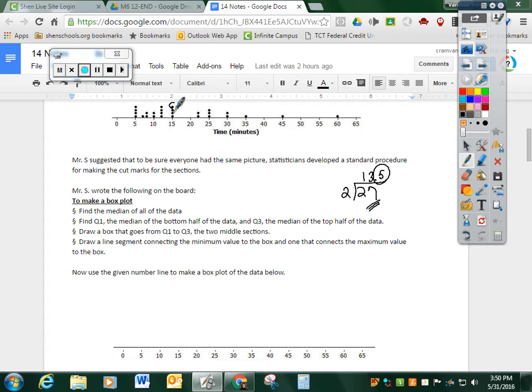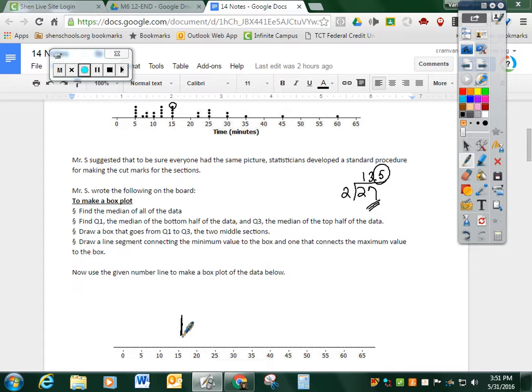The median number should be 15. Let me double check that there's 13 dots on the other side. 1, 2, 3, up to 13. Beautiful. So my median is 15. That's where you start with your box and whisker plot. Draw a line where 15 is.